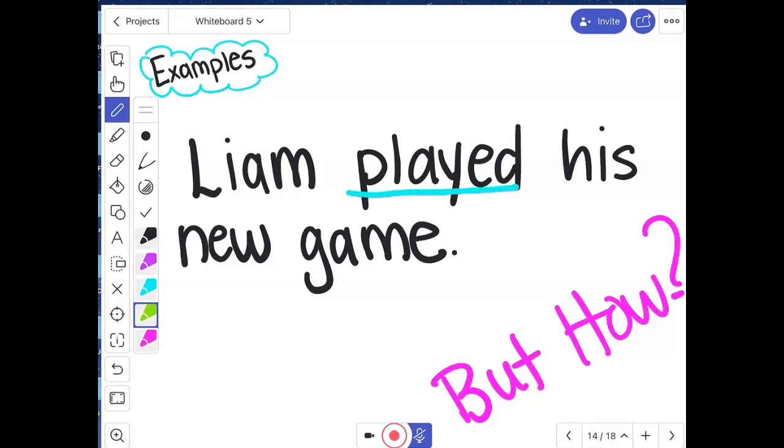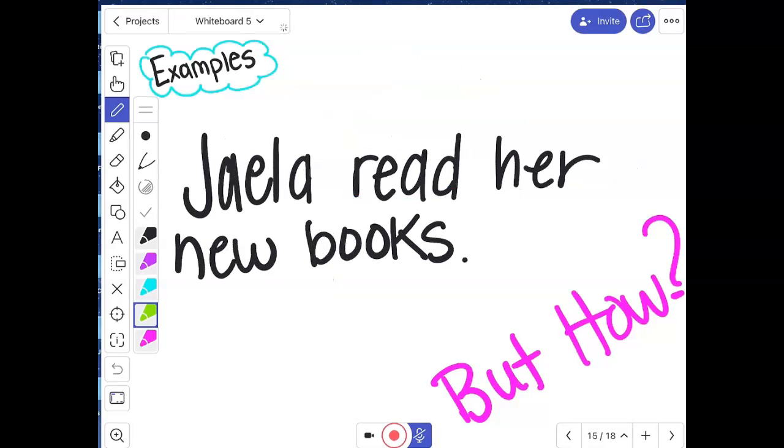So I'm going to say Liam happily played his new game. How did he play? He played happily. It describes how he did the thing. So now I can kind of imagine Liam sitting in front of his Xbox or his PlayStation or his Switch or whatever he's playing this game on, and he has a big grin on his face because he's happily playing. It helps me to visualize how the verb is being done. That's pretty cool.